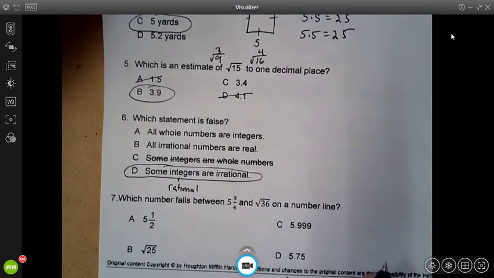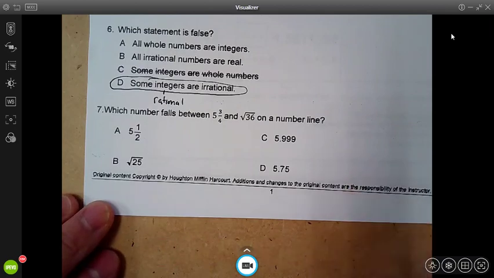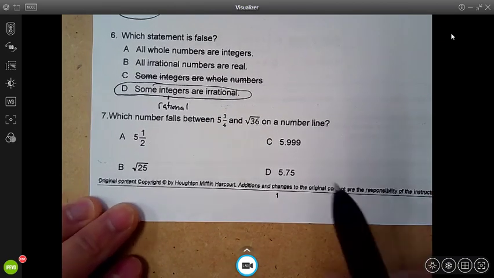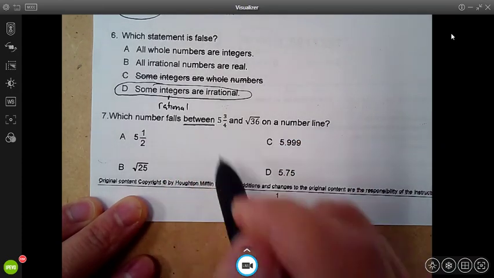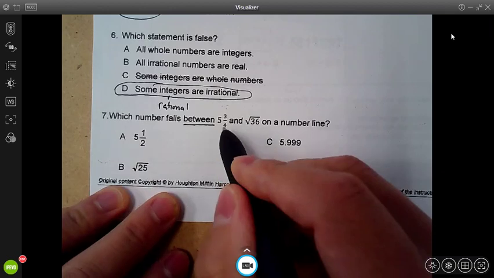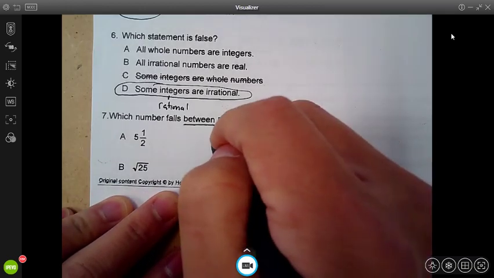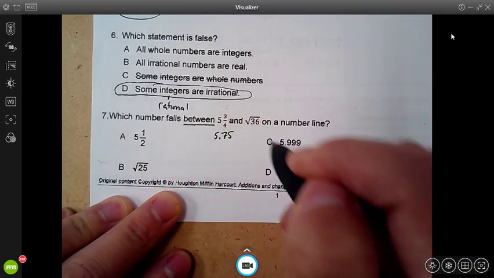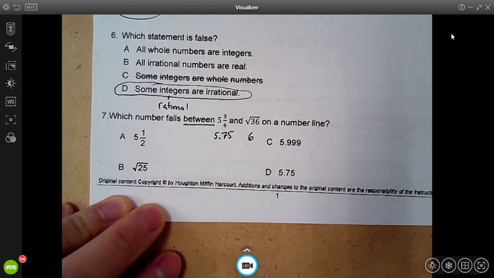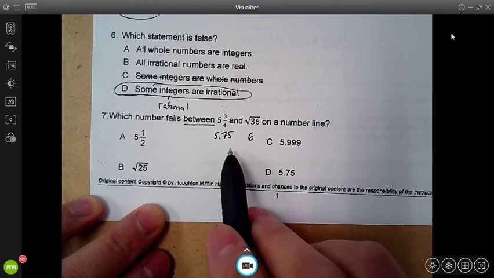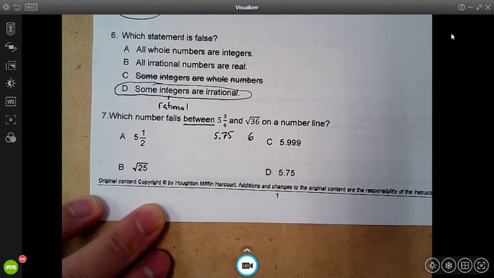All right, number 7. Which number falls between 5 and 3/4 and the square root of 36? Key word here is between. So 5 and 3/4, that's 5.75. The square root of 36 is 6. So you need a number bigger than 5.75 and smaller than 6.